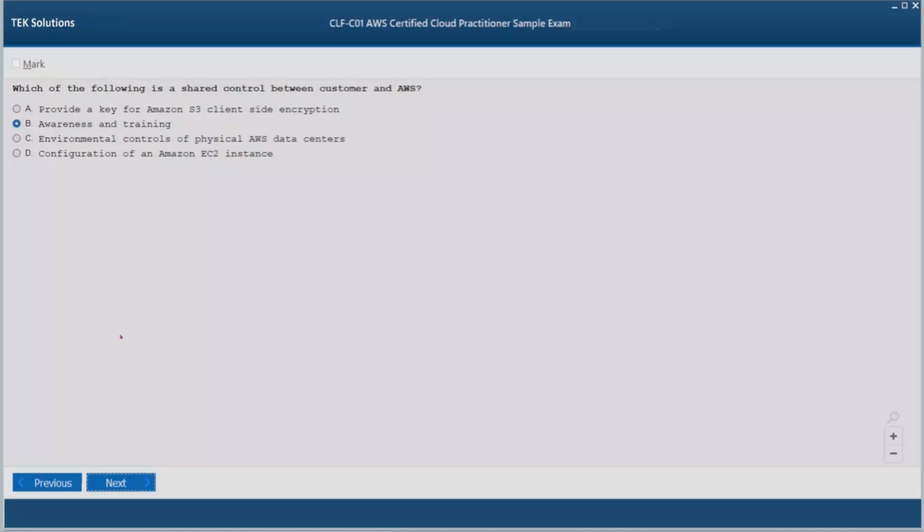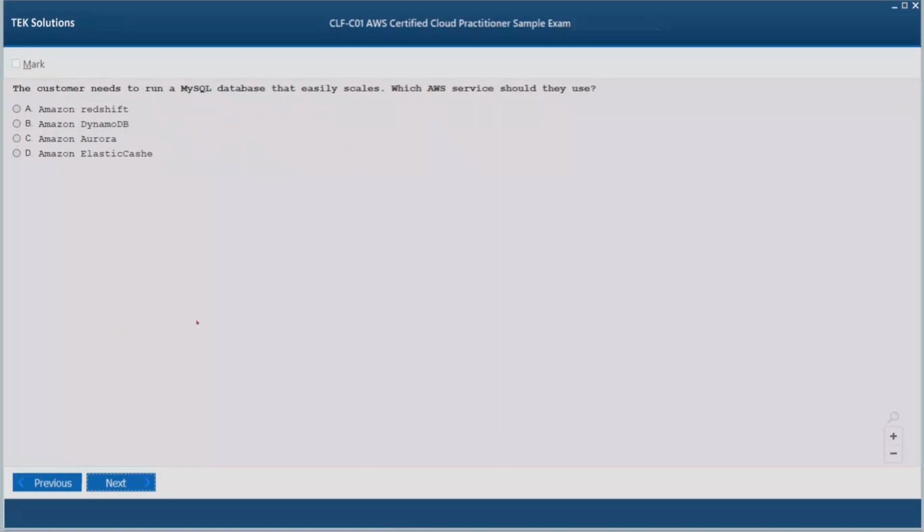Similarly, you can cross-check the other options to see why those are not correct. Option A, provide a key for Amazon S3 client-side encryption. This is the customer's responsibility. C, environmental controls of physical AWS data centers. Here, AWS is completely responsible. D, configuration of an Amazon EC2 instance. The customer is responsible for configuring the Amazon EC2 instance. That's why B is the correct answer.